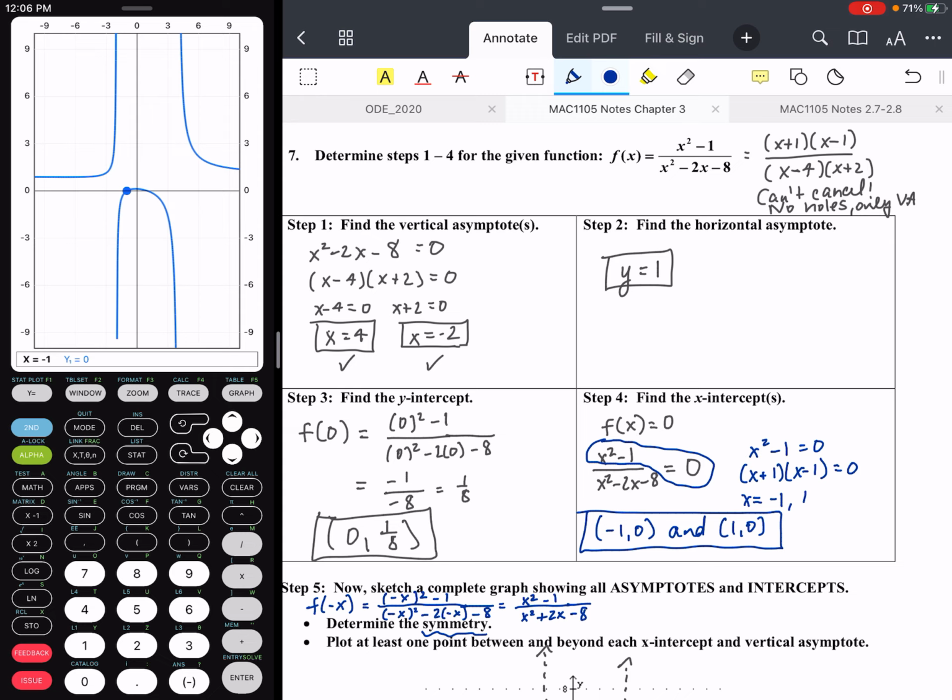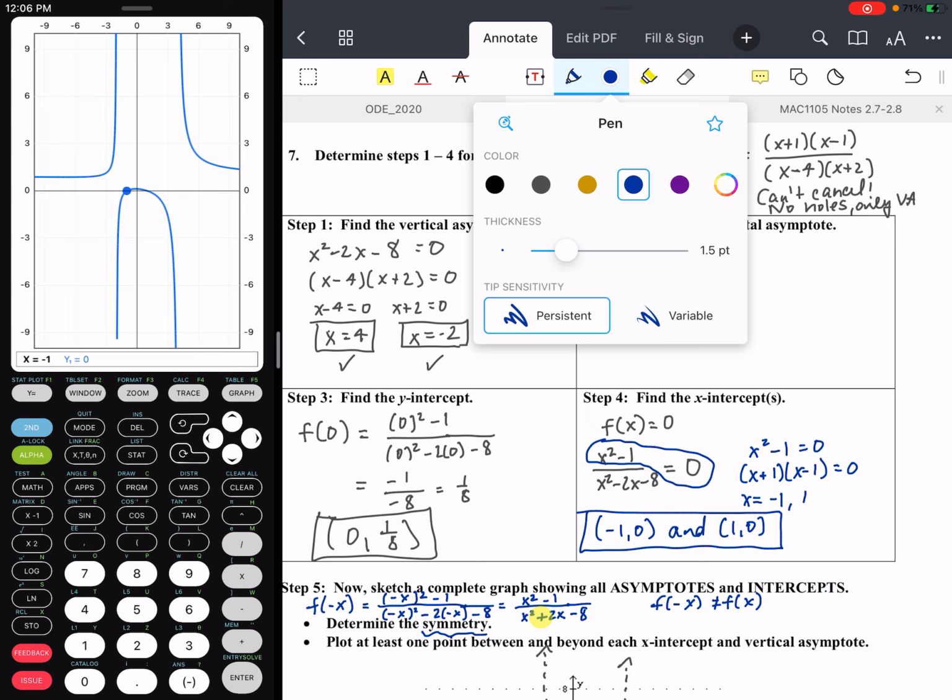So that's f of negative x. Now I can see right away that this is not equal to f of x. My numerator matches, x squared minus 1, x squared minus 1. But in my denominator, I have x squared minus 2x versus x squared plus 2x. So it's not an exact match, right? So I know that f of negative x is not equal to my original f of x function. So that means it's not an even function. There's no y-axis symmetry.